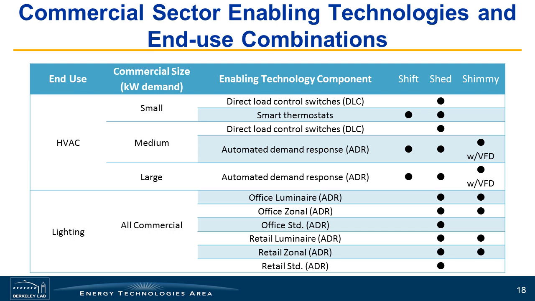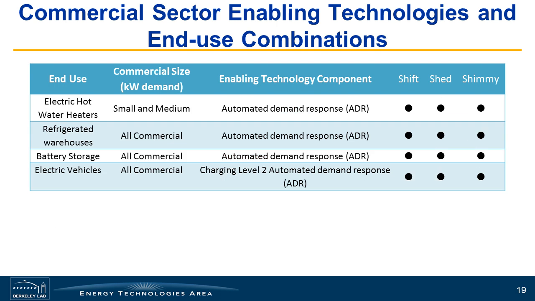The next slide, we looked at the electric hot water heaters. So this would be for small and medium commercial customers. These aren't large boilers for large facilities. But they, once again, can do very fast response demand response. Same with refrigerated warehouses. Anything that really has thermal storage capability, or in the case of battery and electric vehicles, any type of storage capability, is going to be a more robust technology that can actually provide more services to the bulk power system than your conventional shed type resources, such as DLC switches.